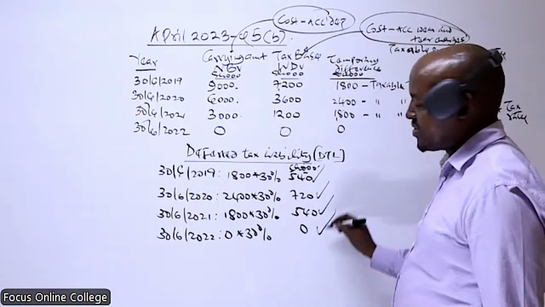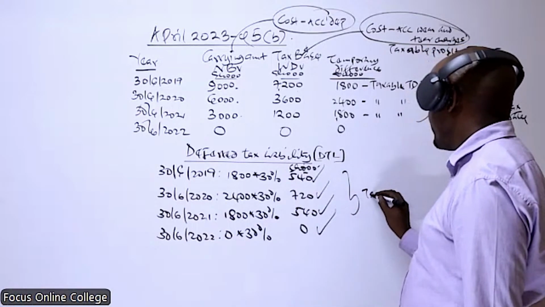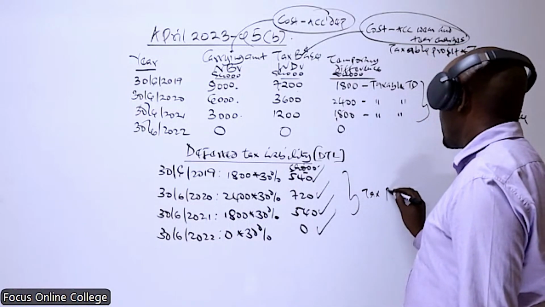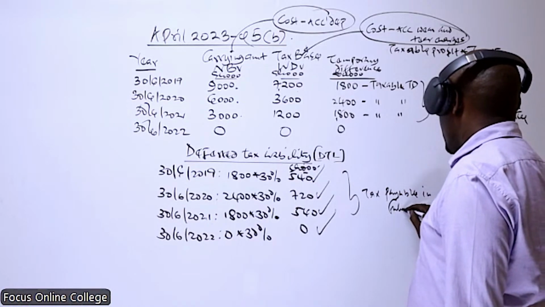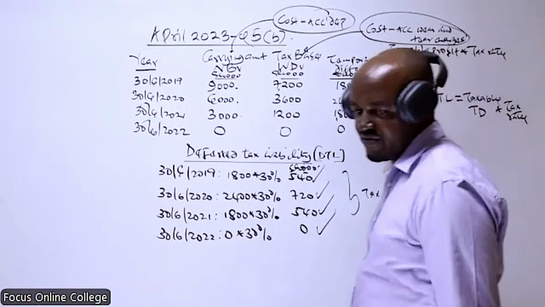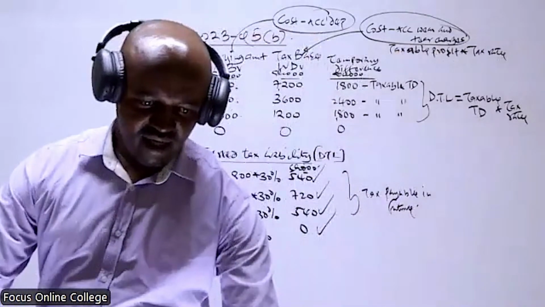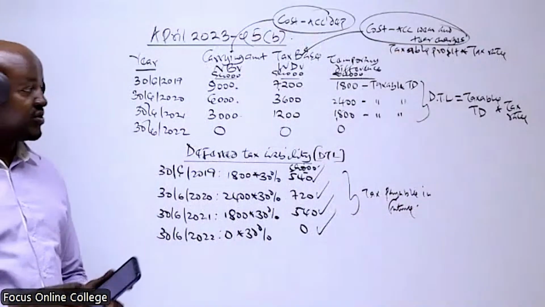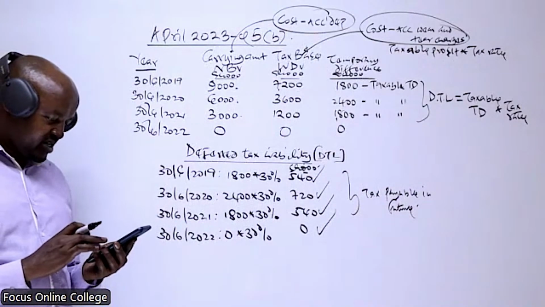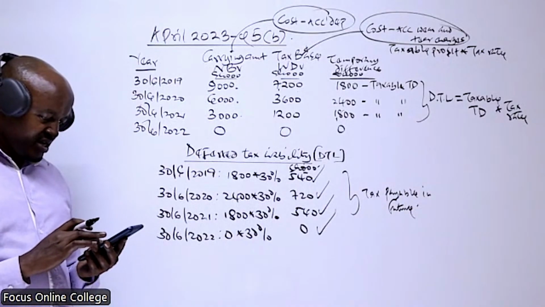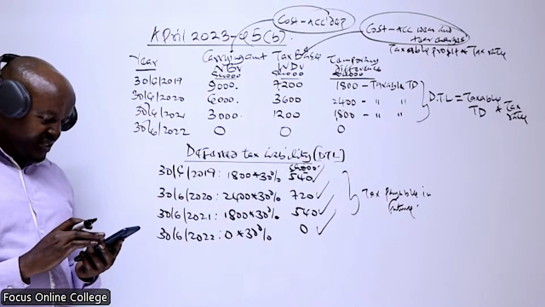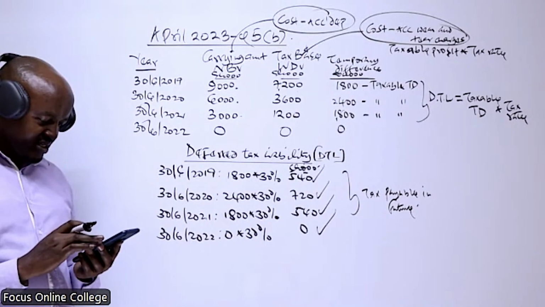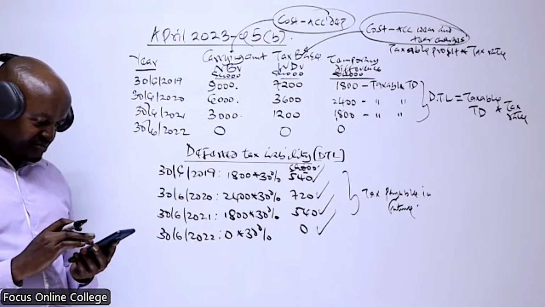Remember, we say that these are taxes to be paid in future. Tax payable in future. So that is it. That is basically what was required as far as that question is concerned, the deferred tax liability. And basically we are done with that question there.